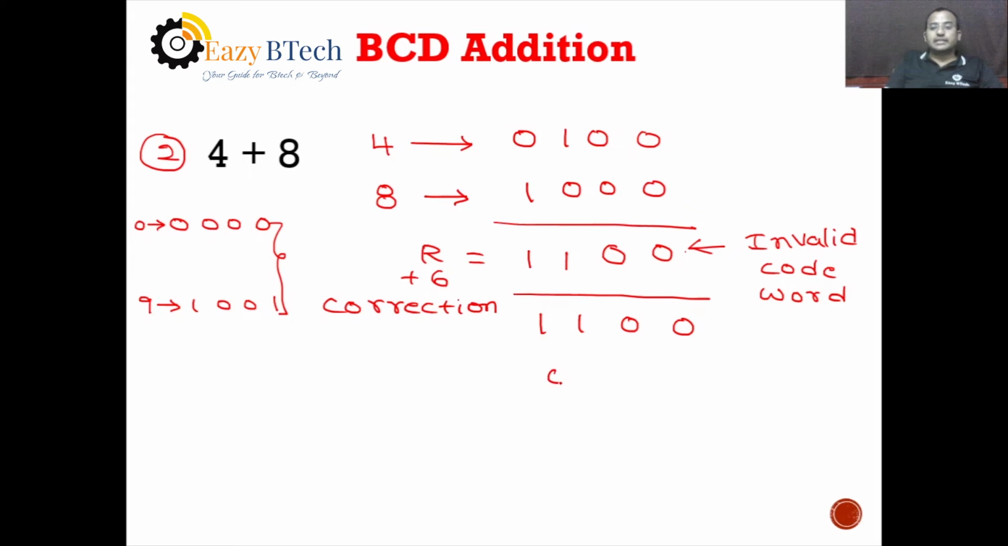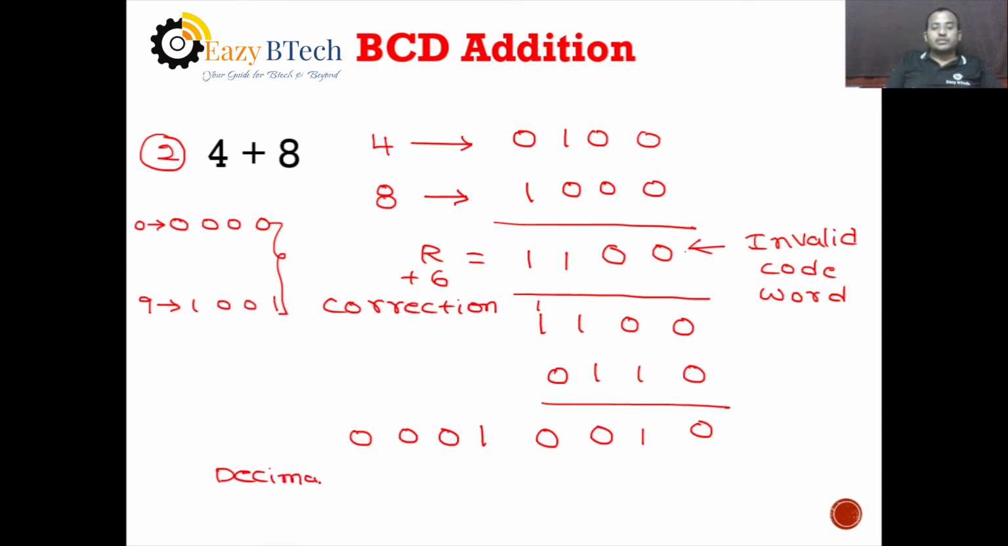If we add 6, which is 0110, to the result, we add both the numbers: 0 plus 0 is 0, 0 plus 1 is 1, 1 plus 1 gives sum 0 and carry 1, and again 1 plus 1 gives sum 0 and carry 1. Now this is the result. If there are no bits, we can append zeros.